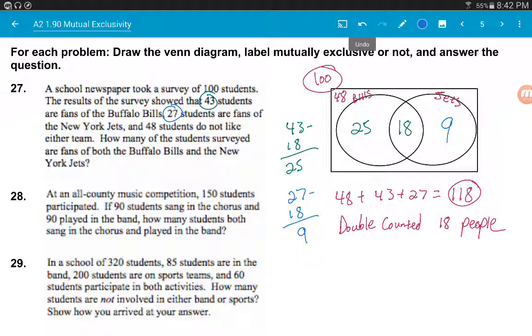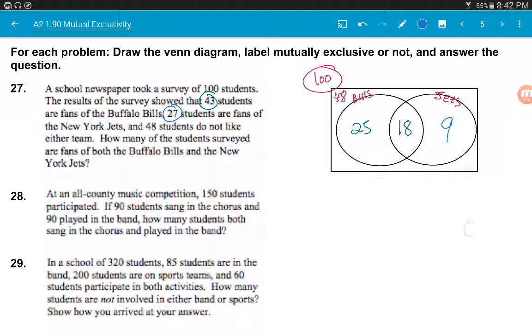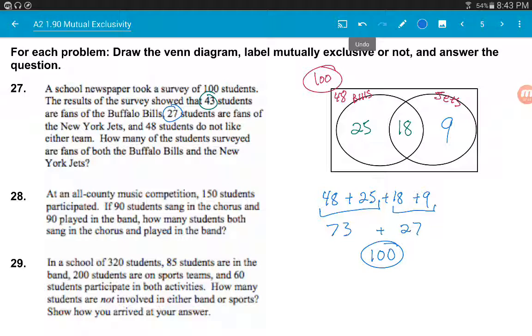And now let me check again to see if I can add these up. I'm going to erase the scratch work. If you want that work, just back up. So 48 plus 25 plus 18 plus 9. I'm going to add these in pieces because I don't want to switch my calculator. So this right here is 4 and 2 is 6, round up to 73. 18 and 9 becomes 27. And 73 plus 27 is 100, which is what I wanted. That's awesome. So the numbers work out then. You just have to take into account the fact that you double counted a certain number of people.